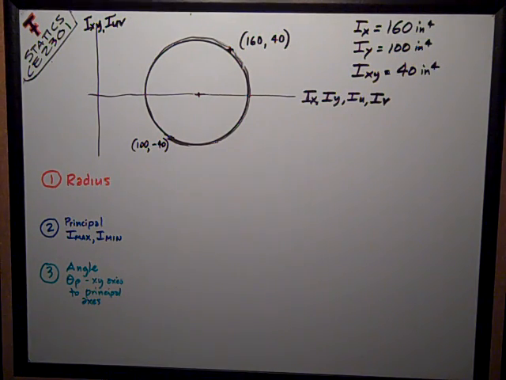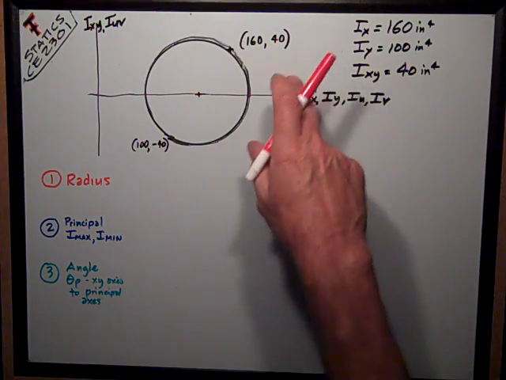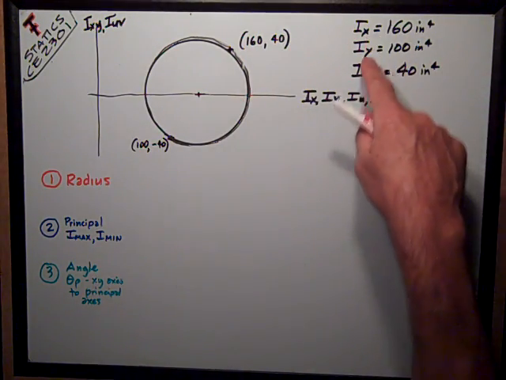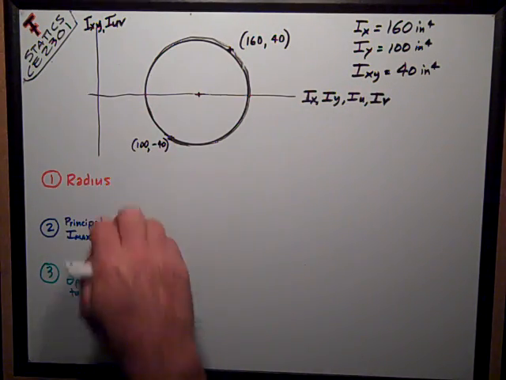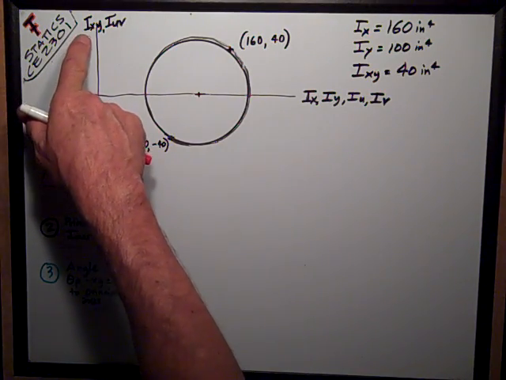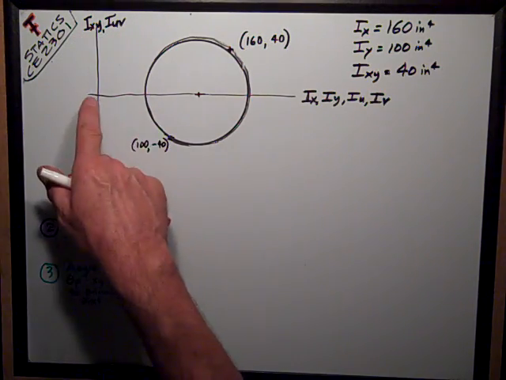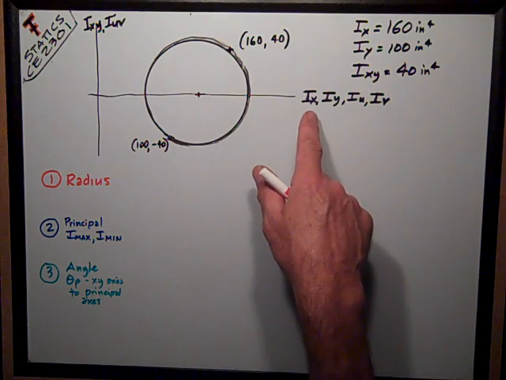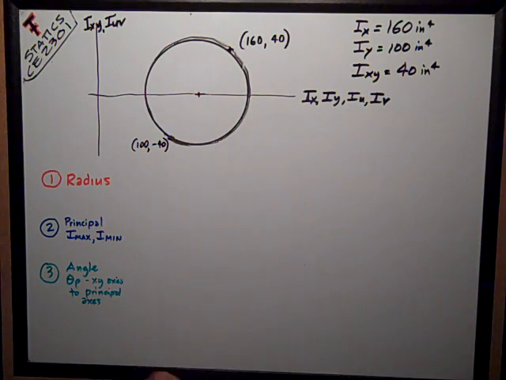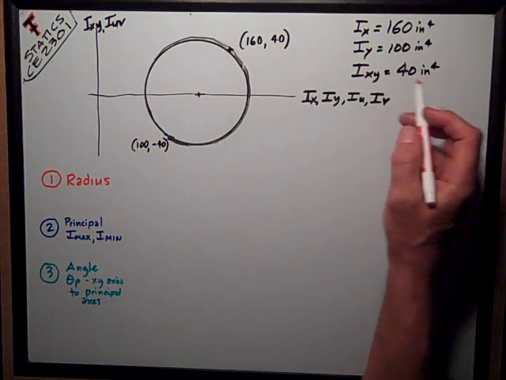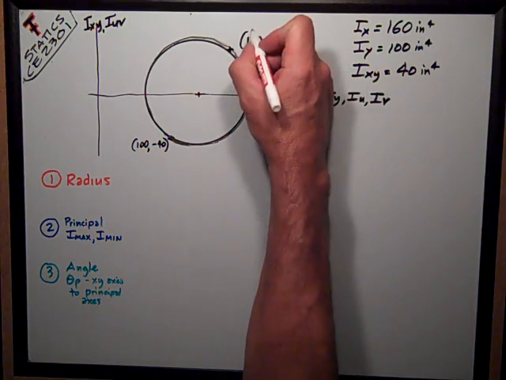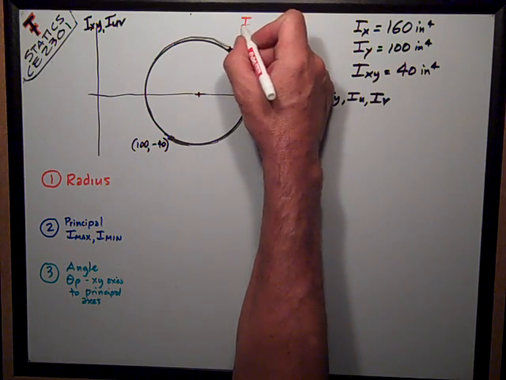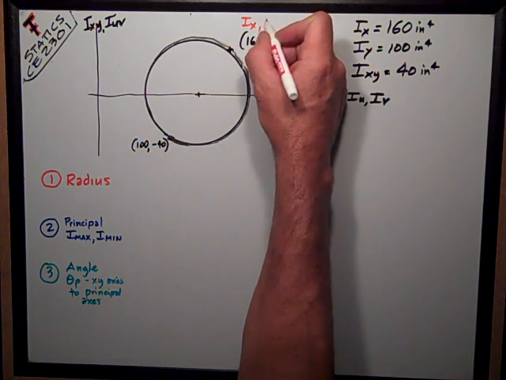I'm going to take one step back. Normally we're just going to have the givens Ix, Iy, and Ixy. Remember, we're going to draw a graph with the vertical axis being the products of inertia, Ixy or Iuv, and the horizontal axis being the moments of inertia, Ix, Iy, Iu, Iv. First we plot Ix and Ixy at one point, right here, 160 and 40.